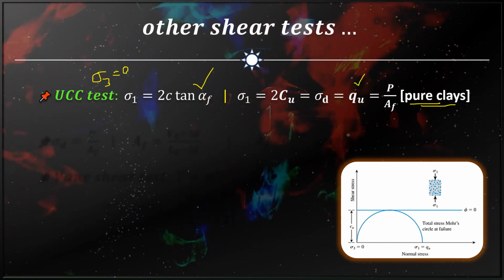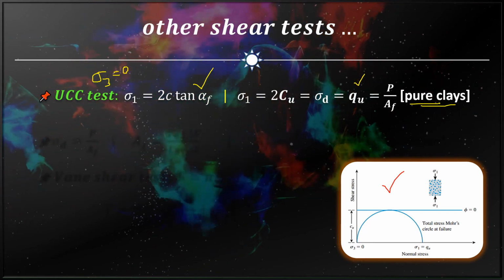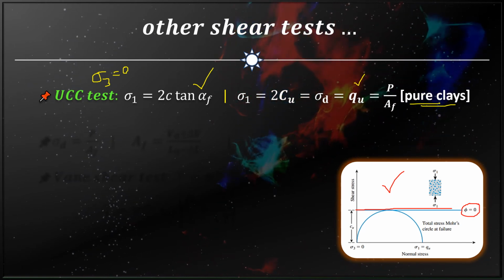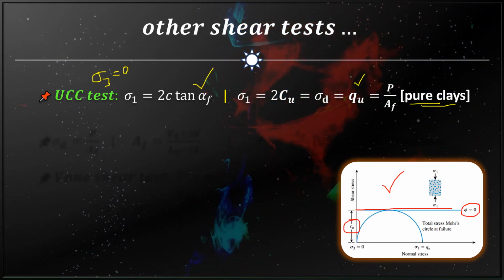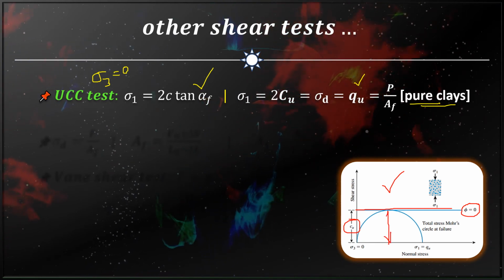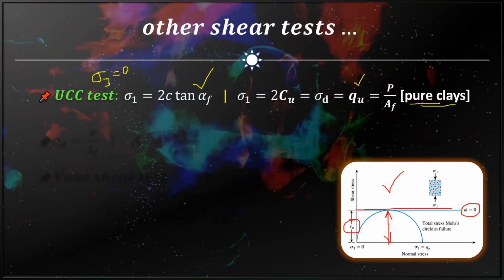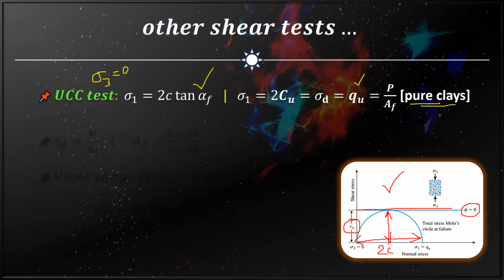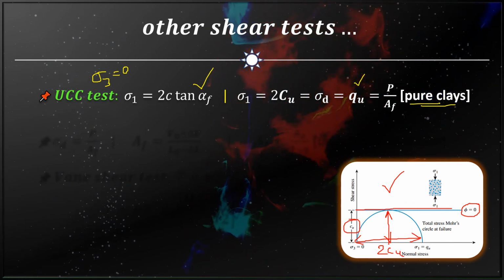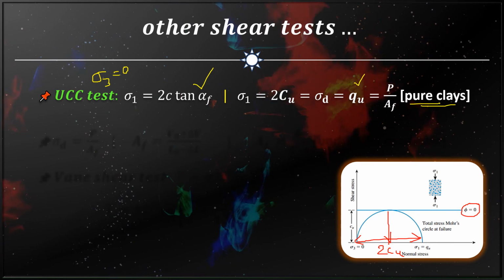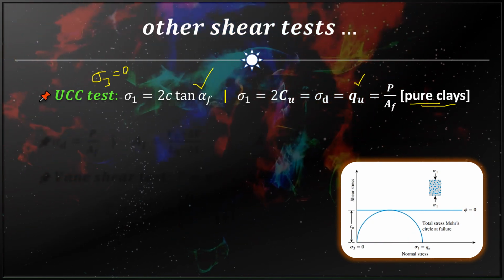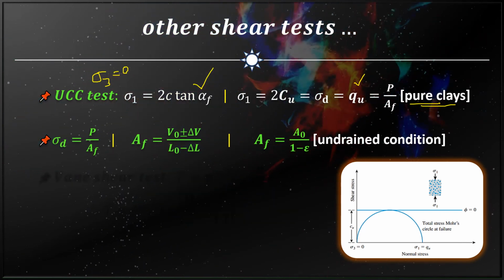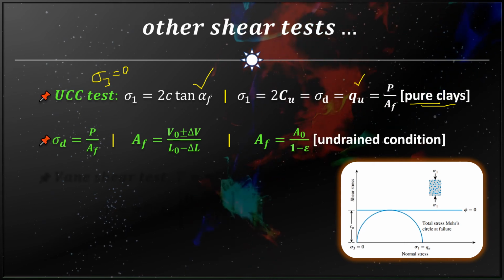And here in this graph you can see the UCC test. So here this is straight and horizontal because phi is 0 for pure clays, and this intercept is CU, that is the radius of Mohr circle. Radius of Mohr circle is CU, and twice the CU is the sigma 1. How? This is the 2 times CU value, 2 times CU. This is the sigma 1. So these are the basic things regarding UCC. The formulas for deviatoric stress and area of failure we have already seen in triaxial test itself.